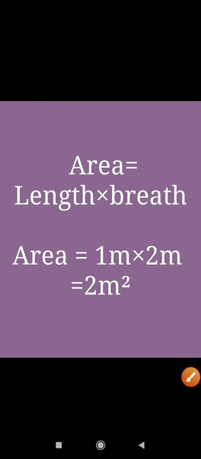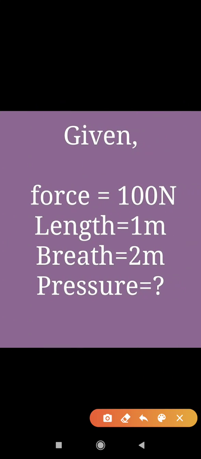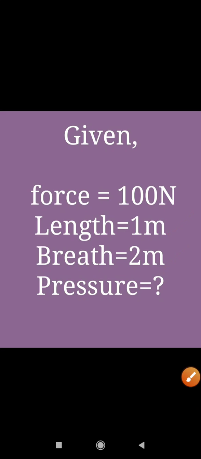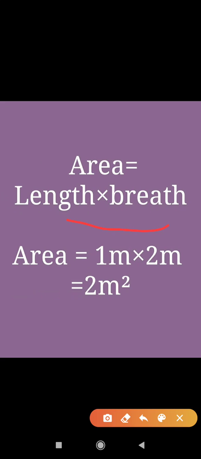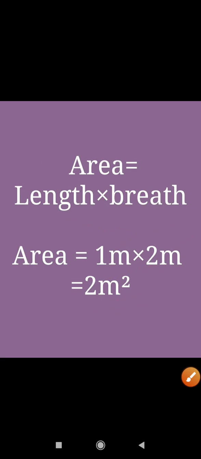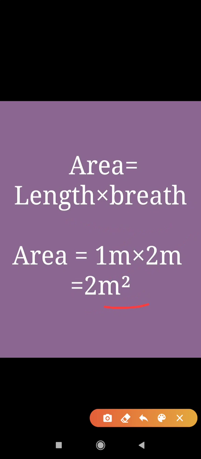Now, length is 1 meter and breadth is 2 meter. With the help of this, firstly we will find area. Area is equal to length into breadth. We place the values and get area is equal to 2 meter square, meter multiplied by meter is meter square. As you know, the unit of area is meter square. If we go for volume, it will be meter cube.